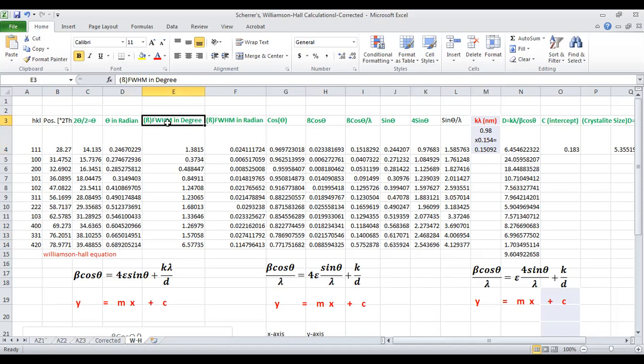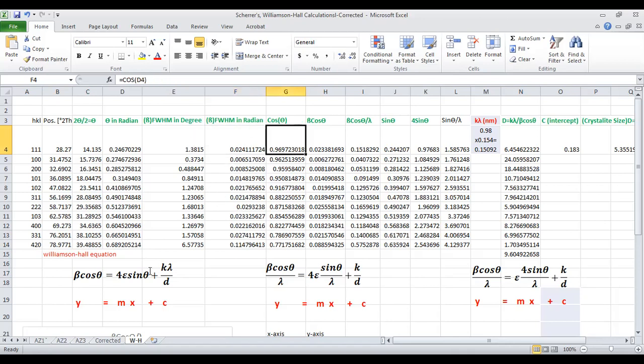Beta is the full width at half maximum. It will be in degrees, as I have explained before, and you have to convert it into radians by using the same conversion factor. You may use this function, or this conversion factor shown over here, 0.017453. You have to multiply this with the degrees to convert into radians.